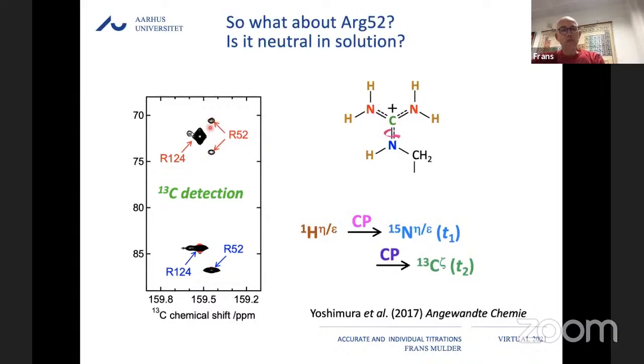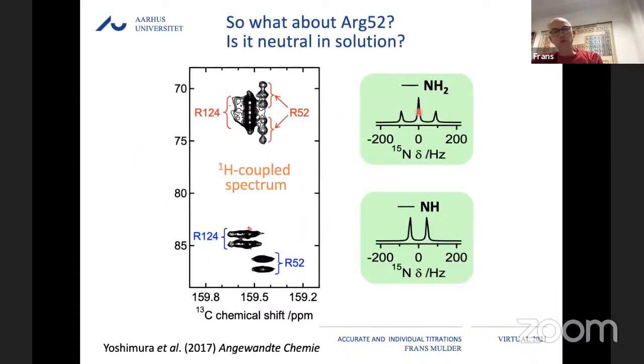Now, of course, we only have the chemical shifts of these two groups. We still don't really know whether it's protonated or deprotonated. And for that, we use a simple trick, which is that besides NMR chemical shifts, we can also observe NMR spin-spin splittings. So if the nitrogen would have a single proton bound to it, then it would show a doublet. And this is the case for the N-epsilon position. So you see very clear doublets, split by close to 90 hertz.